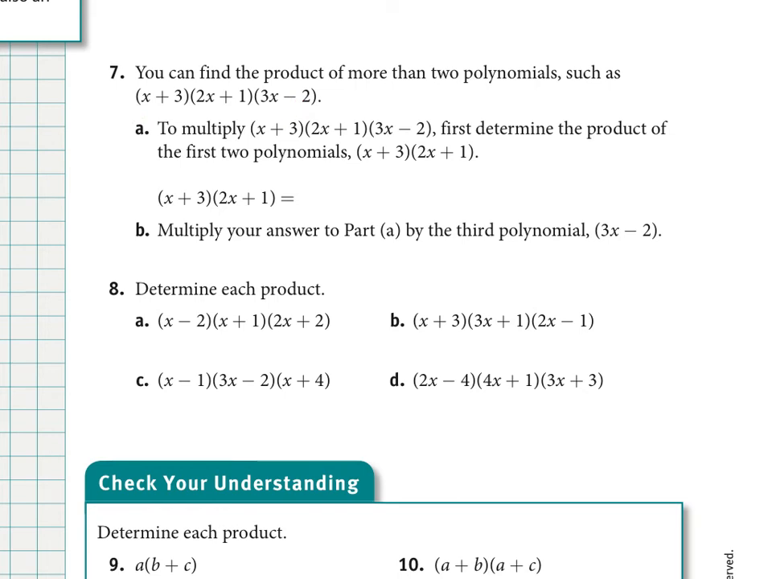Well, what we could do is first multiply the product of our first 2 polynomials, get that result, and then take that result and multiply it by the 3rd binomial. So let's try to do that. That's what part A tells us. Since we have these first 2 binomials, let's multiply those together first and see what we get. So go ahead, choose the distributive property or the box method, figure out what you get, and then play the video when you're ready.